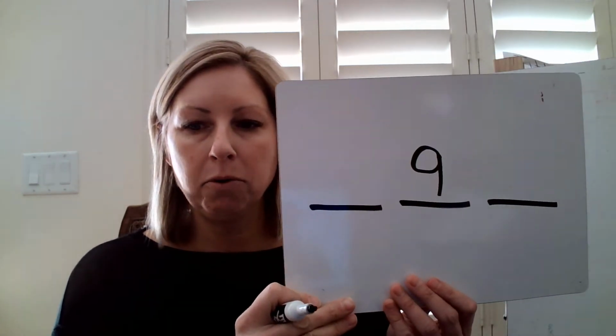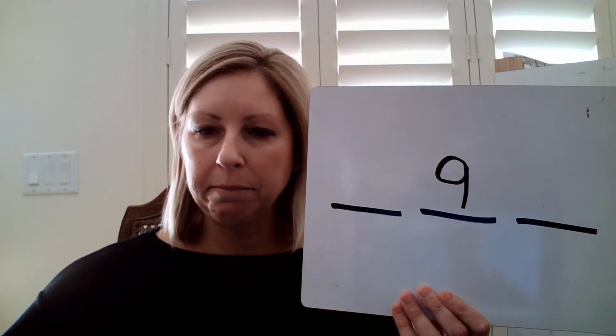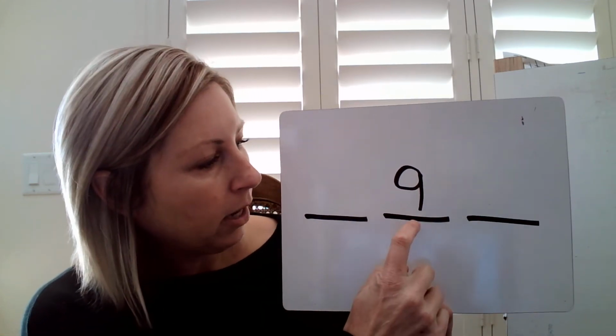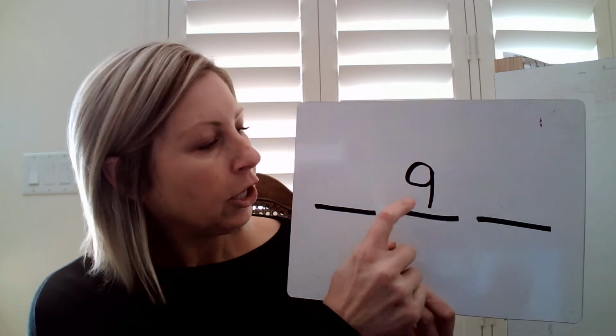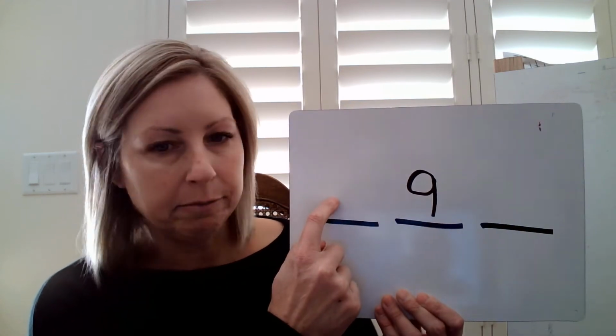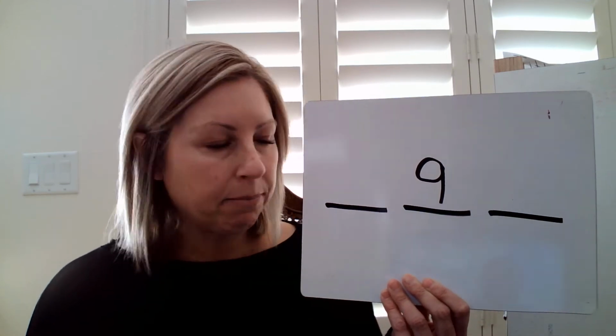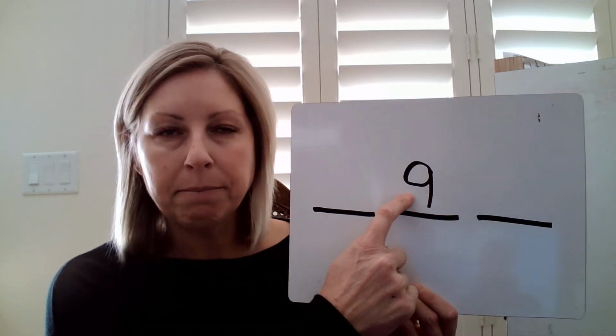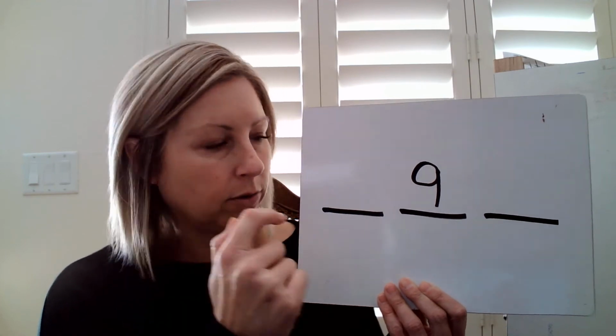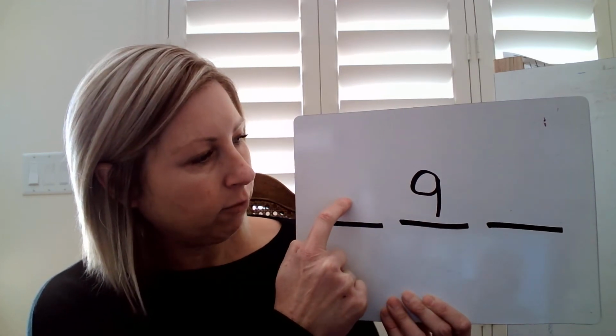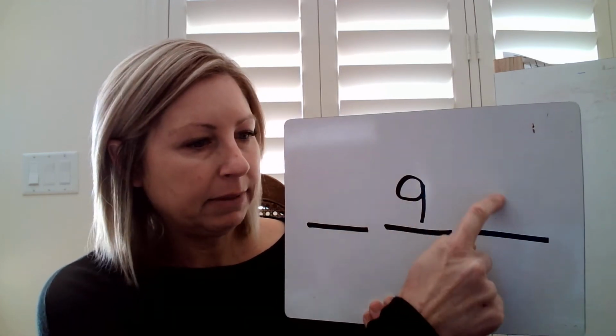Okay, so on your whiteboard or your piece of paper, go ahead and make the number 9. So I gave you the number 9. You are going to write down the number that comes before and the number that comes after. If you don't have a whiteboard or paper, you can just say it in your head too if you want, okay? All right, so what comes before 9? And then what comes after?